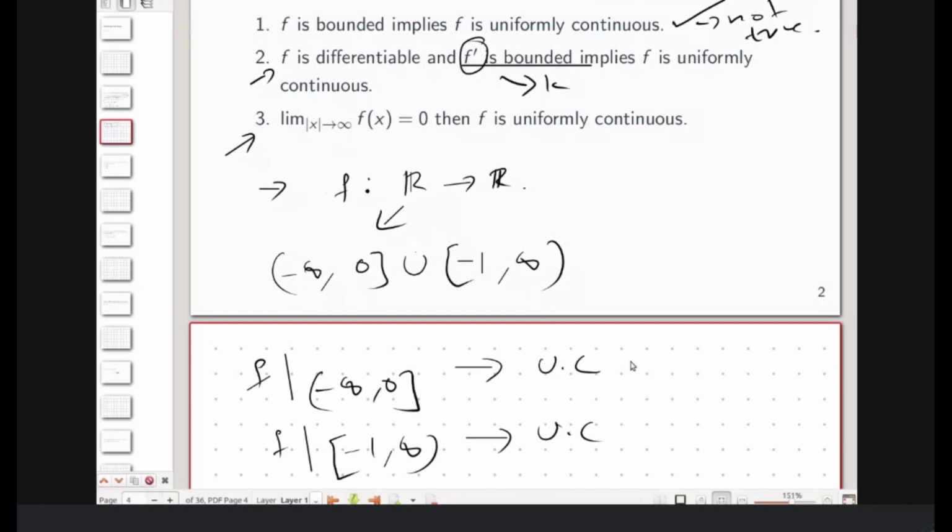So can I somehow use the uniform continuity on these two pieces and say something about the whole function, the function from R, the whole set? Is that possible? Is that always possible? Is there some times when it is possible?